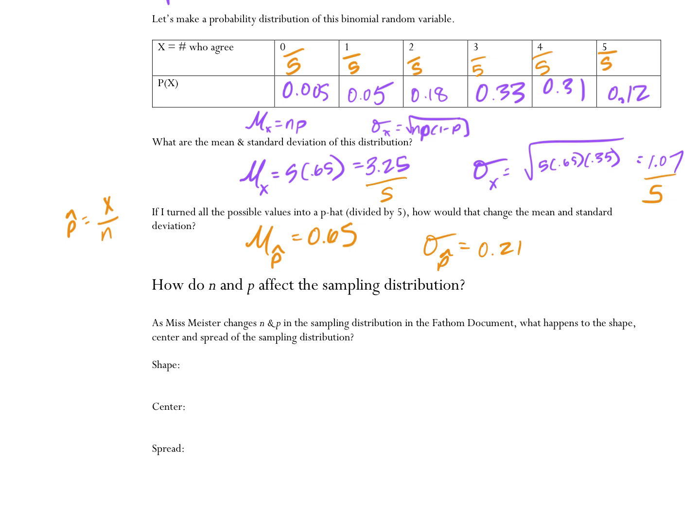Is it just a coincidence that the mean is the same as the probability of success? The mean of the binomial was np, yes? Is everybody with me? And then to turn that mean, or to turn that binomial into a p hat, I would divide by n, yes? So is it just a coincidence? No. The mean of all p hats is always p.